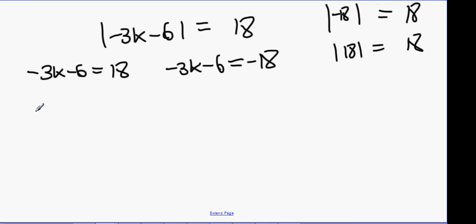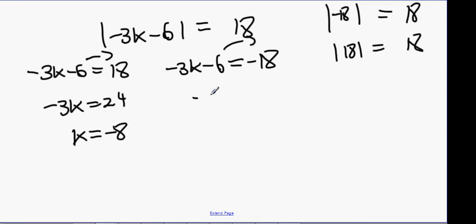Okay, so we're going to bring this over to your side. We get minus 3k equals 24, divide it in, k equals minus 8. Bring the 6 over, we get minus 3k equals minus 12, k equals 4. That's your two answers there. Some people got k equals 4, but you didn't get k equals minus 8. Moving on.